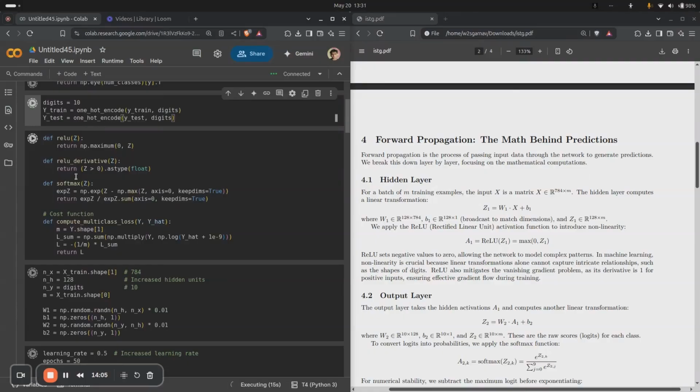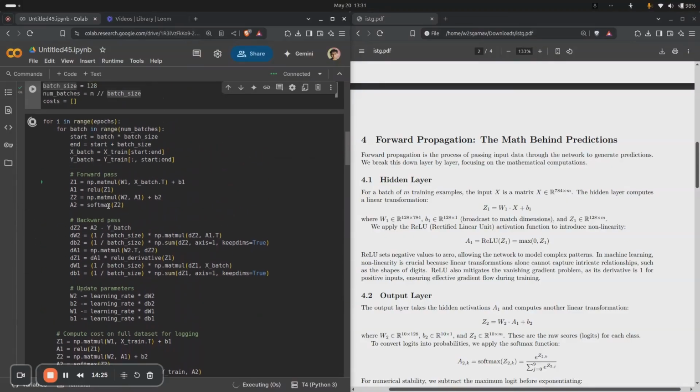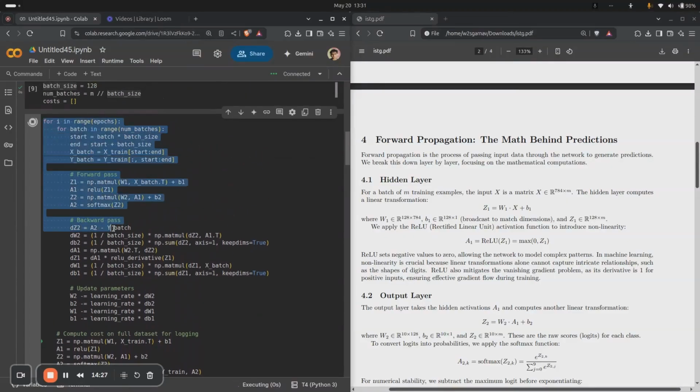Now we define the ReLU, the softmax function, and the cost function as well. And now that we know this, we move on to the learning rate, which is 0.5, and the epochs are 50, and the batch size is 128. So the number of batches is computed, as you can see here, by basic logic. And now we move on to the actual epoch training, which is where the machine learns through the epochs.